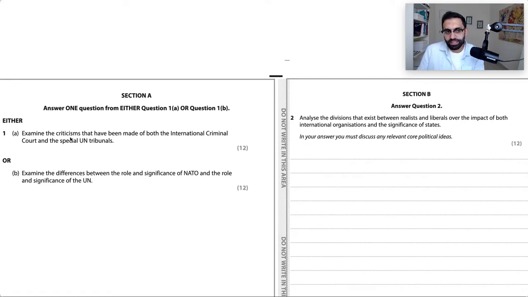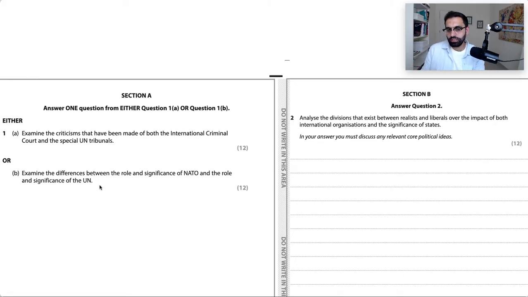So in this essay, you would say a criticism of the International Criminal Court is the following. A criticism of the special UN tribunals is the following. Here you would say, the role and significance of NATO is the following. This is different, in the next paragraph, to the role and significance of the United Nations.